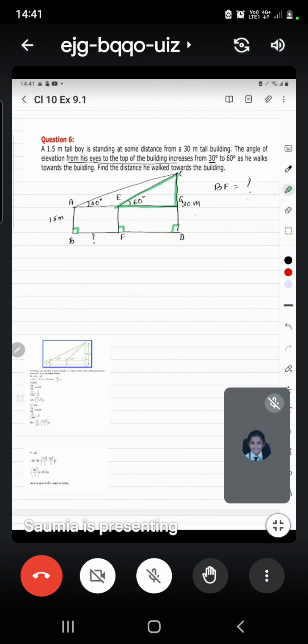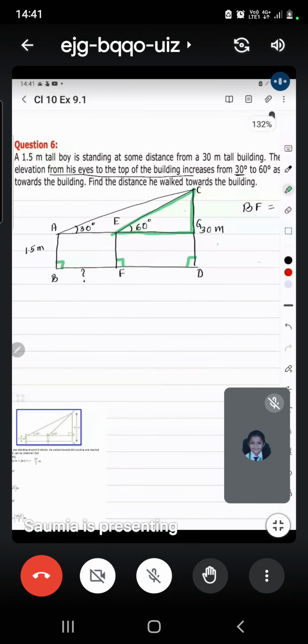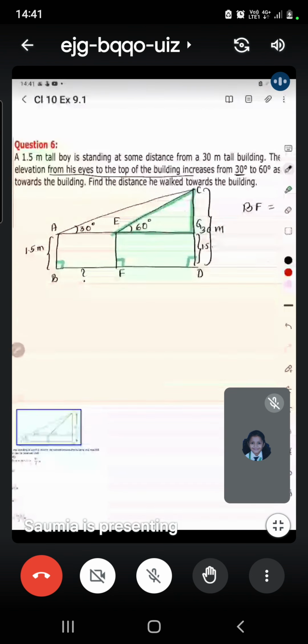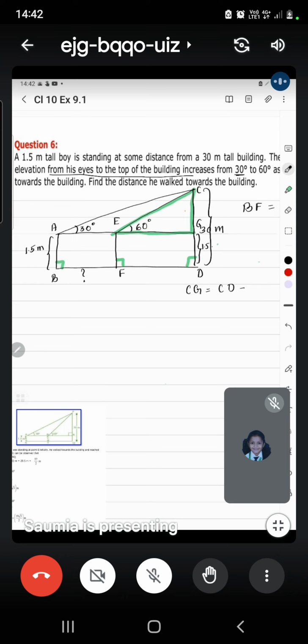This triangle. Now in this triangle, can you tell me what segment CG will measure? The length of segment CG. 28.5. Why 28.5? Because the total length was 30 and the boy's height is 1.5, so we'll subtract it. Correct. The entire length is 30 and the boy's height is 1.5. This being a rectangle, this part also becomes 1.5. So CG will be equal to CD minus GD, which will be 30 minus 1.5, which is 28.5.